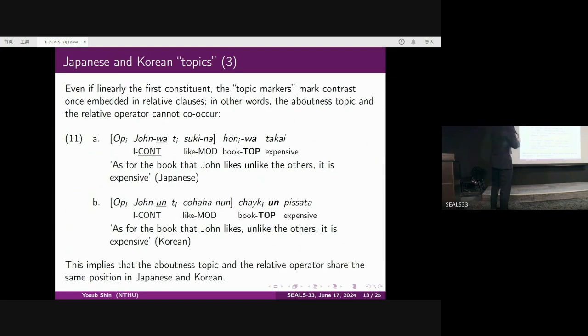And more interestingly, if we have any wa particle constituent like this embedded within relative clauses, we can never interpret it as the about-this topic, even if it is actually the first wa particle constituent that we can see in the linear form. This implies that the presence of this kind of relative operator is suppressing the availability of the about-this topic of this embedded clause. In other words, this implies that also in these two different kinds of languages, the about-this topic and the relative operators could be basically merged at the same position, which is the Spec RelP position.